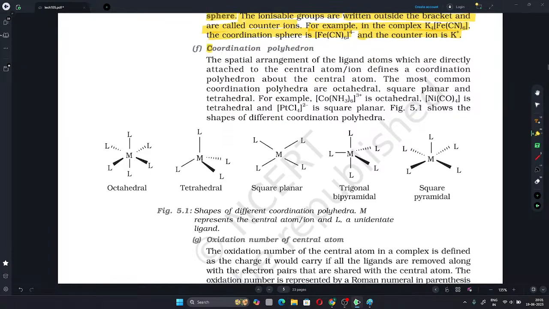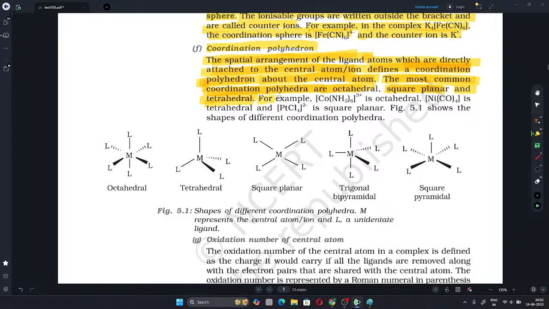And the next topic, coordination polyhedron. The spatial arrangement of ligand atoms which are directly attached to the central atom defines a coordination polyhedron about the central atom. The most common coordination polyhedra are octahedral, square planar, and tetrahedral.